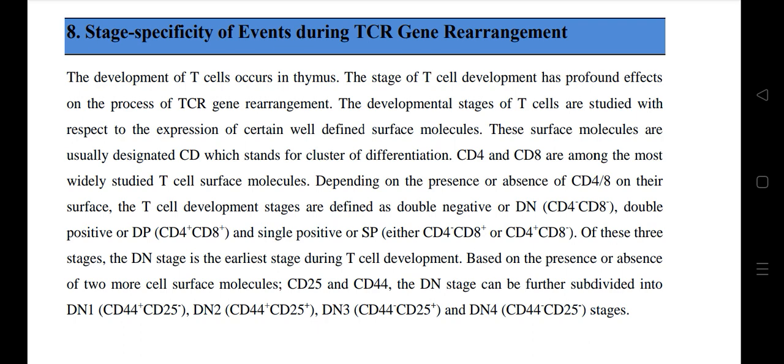Depending on the presence or absence of CD4 or CD8 on their surface, the T cell development stages are defined as double negative or DN, CD4 minus CD8 minus; double positive or DP, CD4 plus CD8 plus; and single positive or SP, either CD4 minus CD8 plus or CD4 plus CD8 minus. Of these three stages, the DN stage is the earliest stage during T cell development. Based on the presence or absence of two more cell surface molecules, CD25 and CD44, the DN stage can be further subdivided into DN1, DN2, DN3 and DN4 stages.